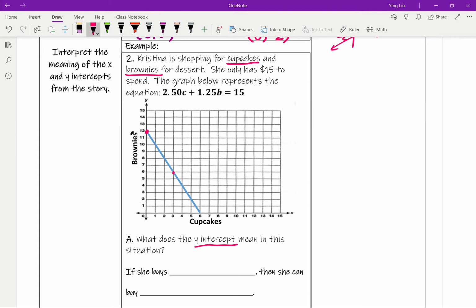So for example, if I look at this point, it's telling me that with the $15, because this line is made from the situation where she has $15, anything that's on the line is in budget. Okay, so let's say that we pick a point here. It's telling us that with the $15, she can buy 6 brownies and 3 cupcakes. So that gives us 9 items, right? Or she can go with a different point. She can buy 4 brownies and 4 cupcakes. That gives us 8 items.